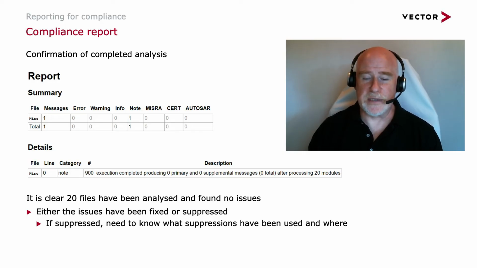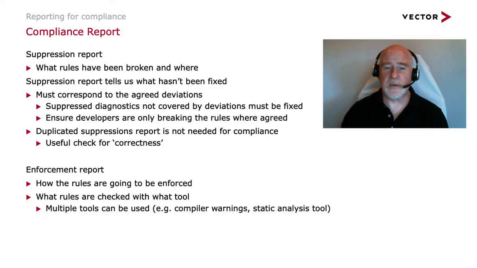And I want to know, if they've been suppressed, where they've been suppressed. So we have a suppression report that tells me which rules have been broken and where. And this tells us that if rules aren't in there, there are things that need to be fixed. And every suppression must correspond to the agreed deviations. If there are diagnostics suppressed that don't correspond to an approved deviation, then we need to investigate that. And this will make sure that we're only breaking the rules where we've agreed to break the rules.